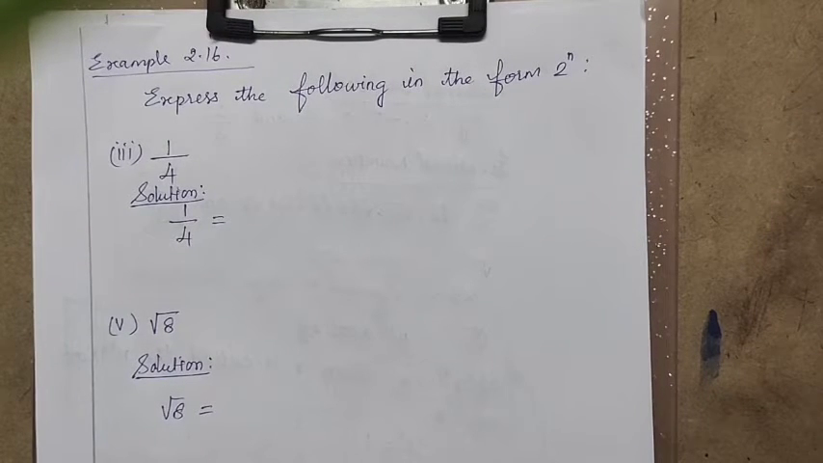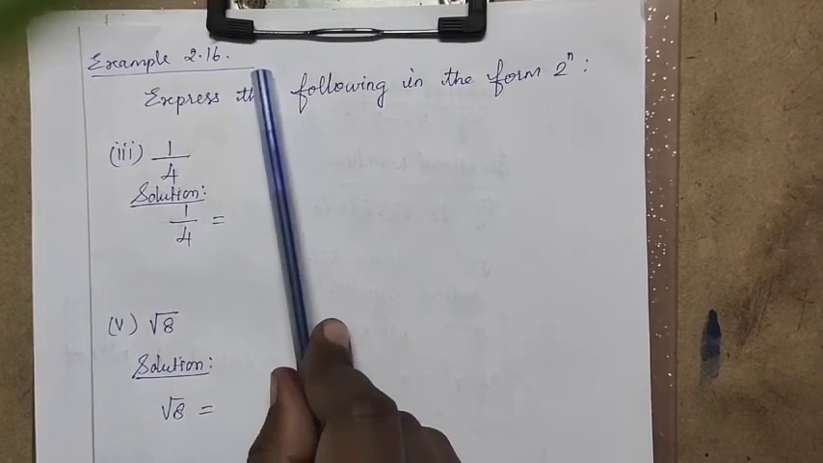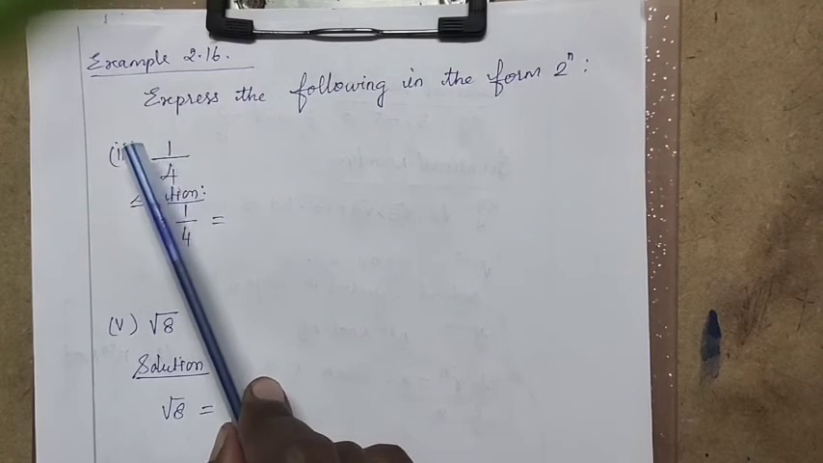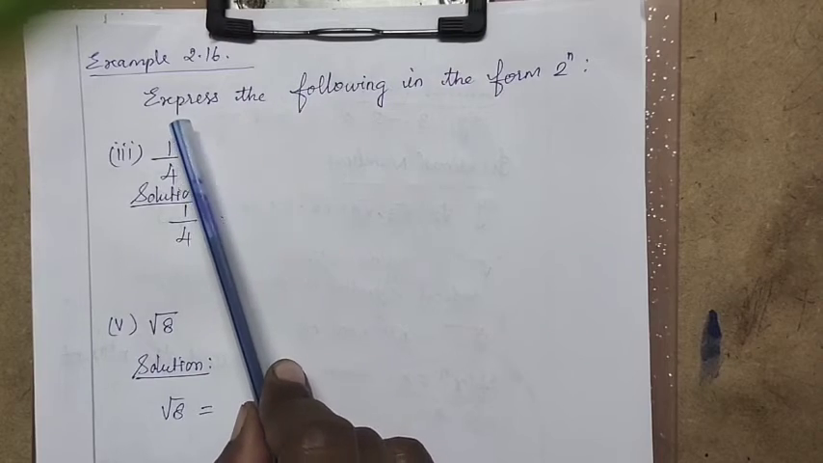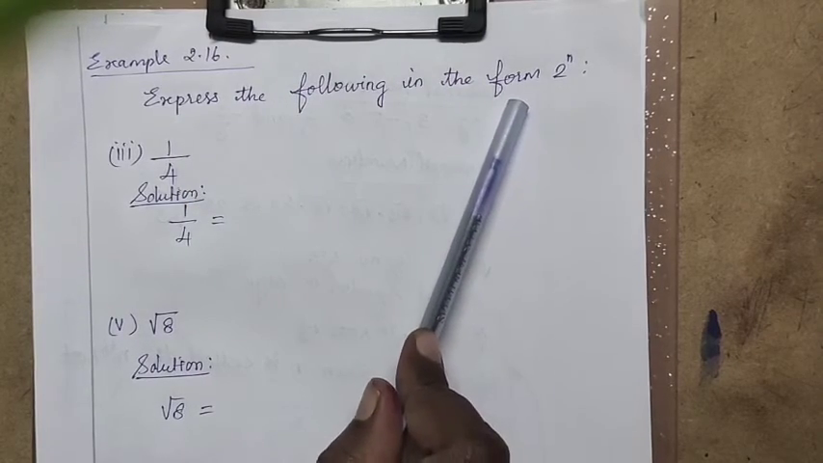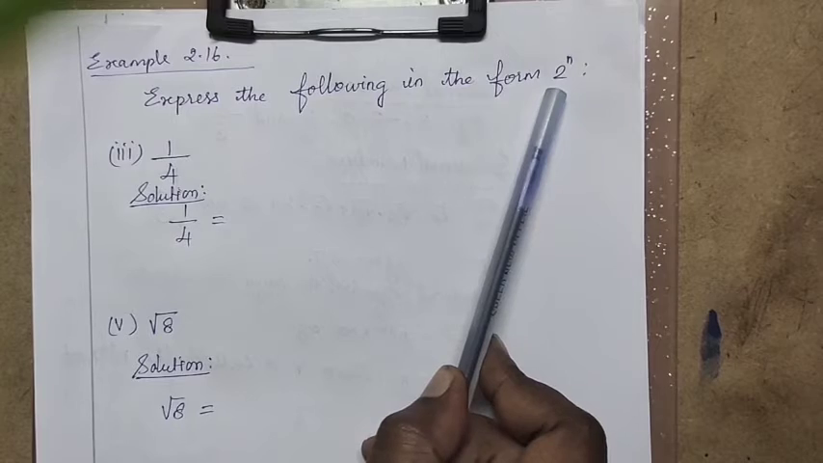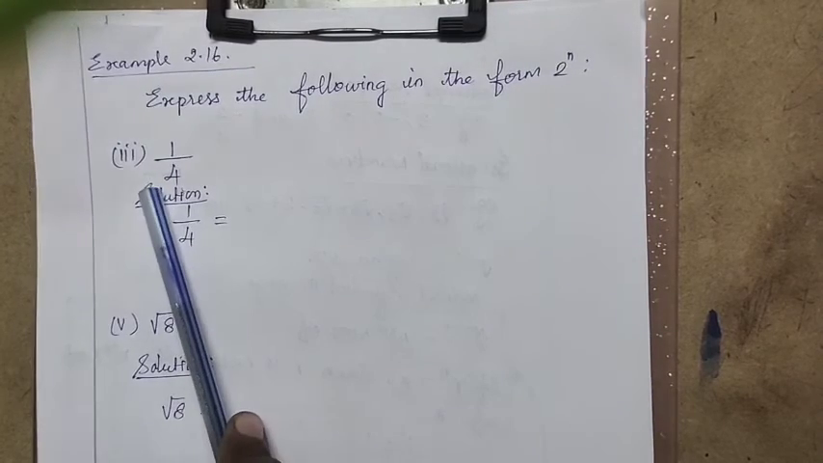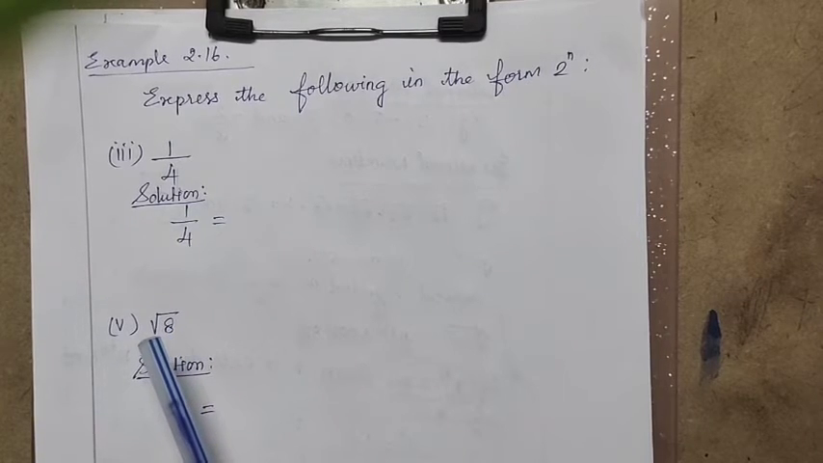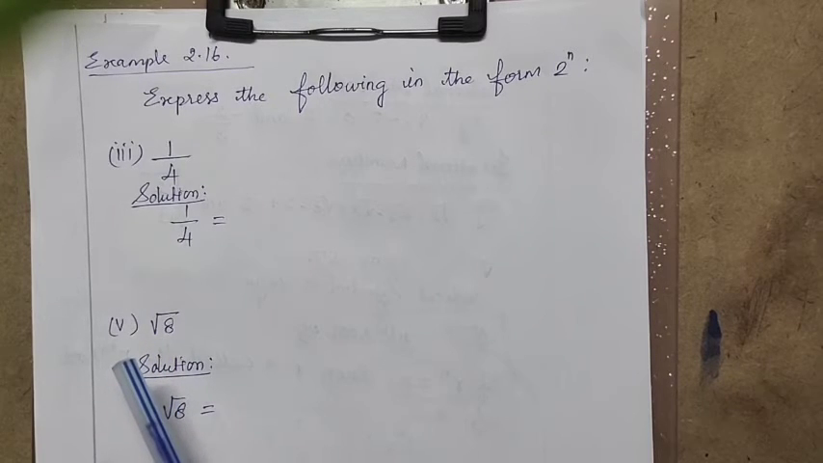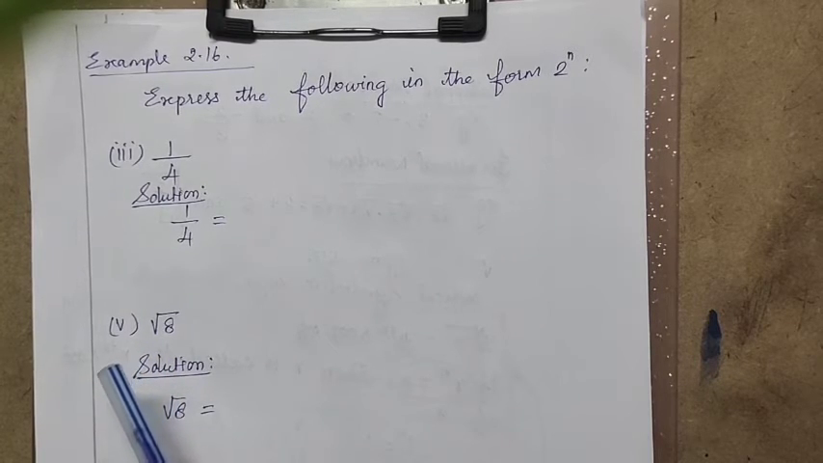See the example sum 2.16 in your book, page number 59. There are 5 sums in this. Express the following in the form 2 power n. Okay, I am doing third sum and fifth sum. You have to do the remaining sums by yourself. Try it. And also exercise 2.5, first sum, second sum and fifth sum homework.